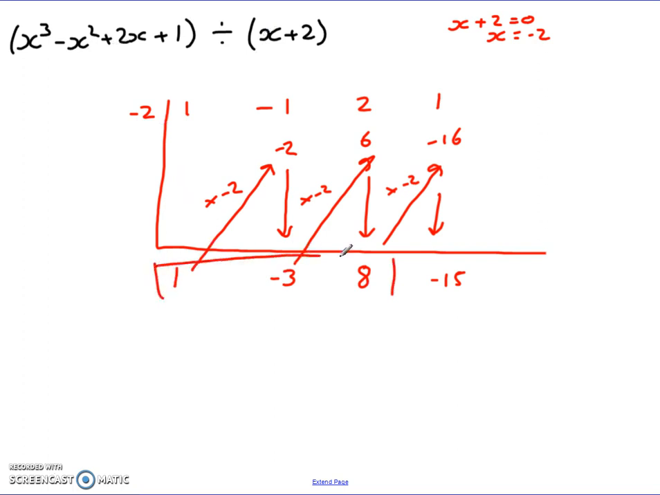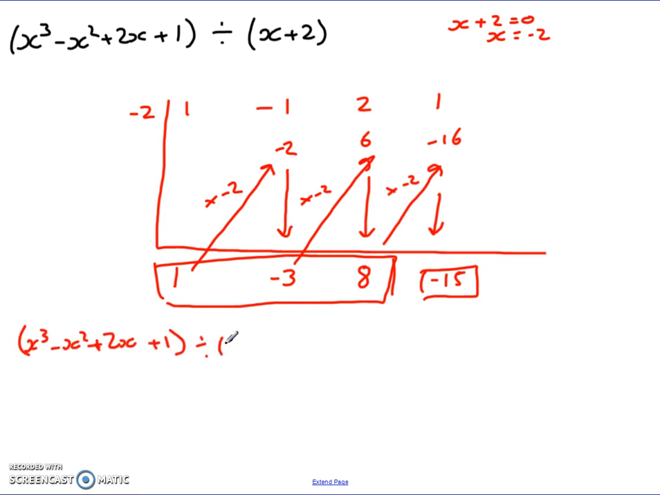Now this gives me the quotient. This gives me the answer when I divide it through, and this bit here is your remainder. So what I'm then able to say is x cubed minus x squared plus 2x plus 1 divided by x plus 2 gives me, remember these are the coefficients now, but it's 1 power down. So this is no longer for x cubed, this is x squared. This is no longer x squared, this is x. This is no longer x, it's the constant. x squared minus 3x plus 8 with a remainder of negative 15. So there's your quotient, there's your remainder.